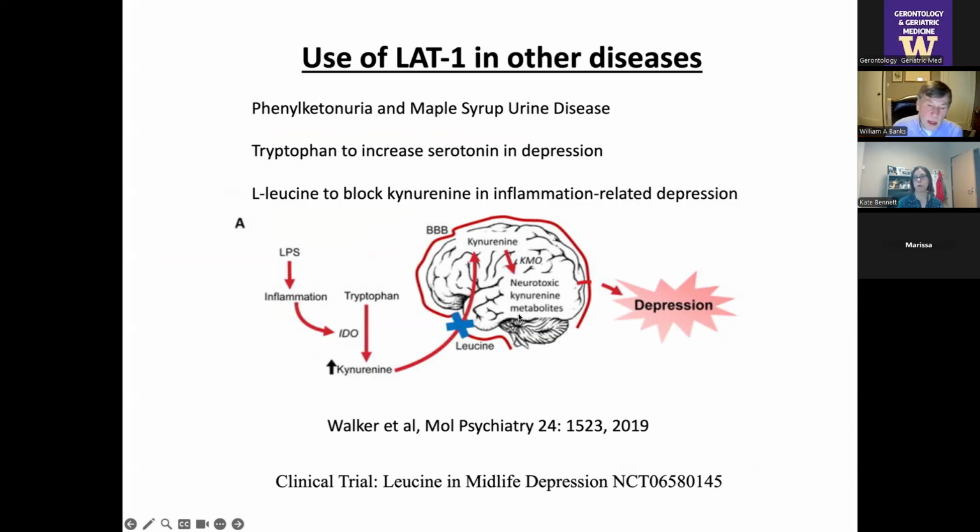And so how could you block this? One possibility is leucine. It's fairly water soluble, so you can get good levels of leucine into the bloodstream. And sure enough, in preclinical studies, leucine blocked kynurenine and improved depression. And now there's a clinical trial for that, leucine in midlife depression.